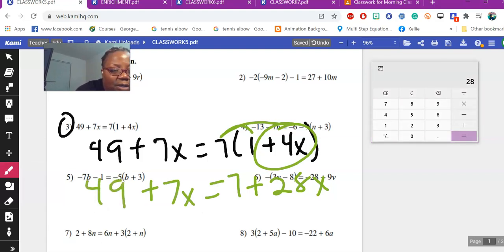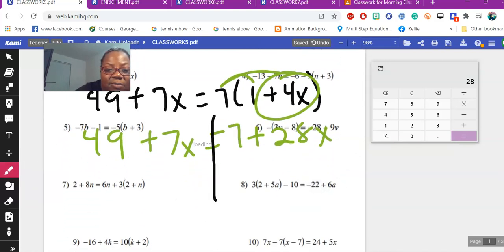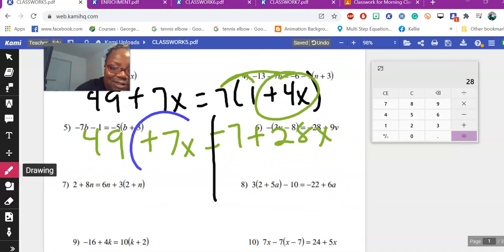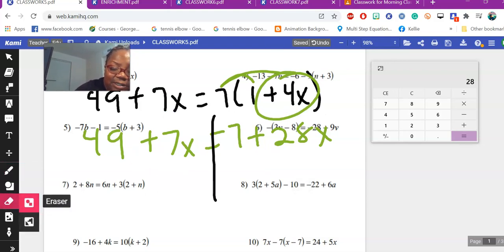Here we are. I'll draw my street. Notice you have like terms to combine, right? You can start with the x's. You see this, right? You gotta combine them. So that means either 7x or 28x needs to move to the other side of the street.